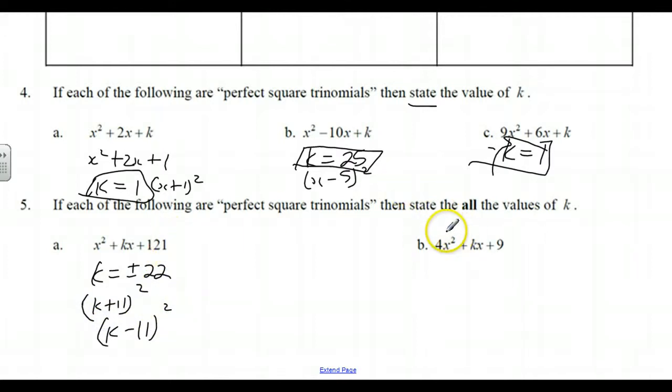Square root of 4x squared is 2x. Square root of 9 is 3. 2x times 3 is 6x. Doubled is 12. So k is plus or minus 12. And you just want to check values, make sure that they work. So you could put the 12 in here and then just sort of verify, does that work? And is that a perfect square trinomial? And the answer is yes. Yes, it is.